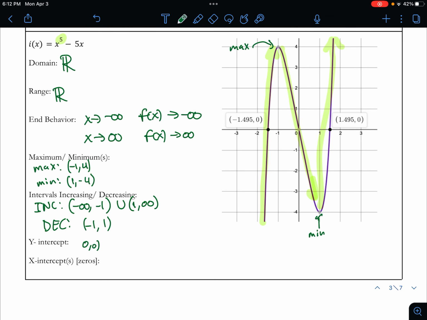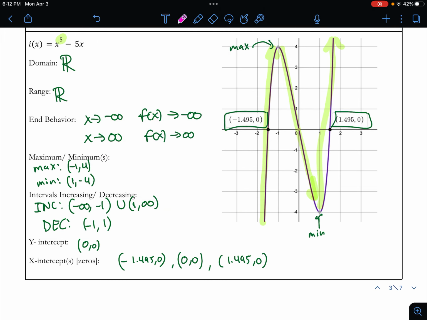Y-intercept is at 0, 0 again. X-intercepts, these are not quite so obvious from the graph. I guess they are labeled, so we have that going for us. So we can say negative 1.495, 0. We have 0, 0, and we have 1.495, 0. Got a little excited. I thought we were going to get to actually factor and solve.